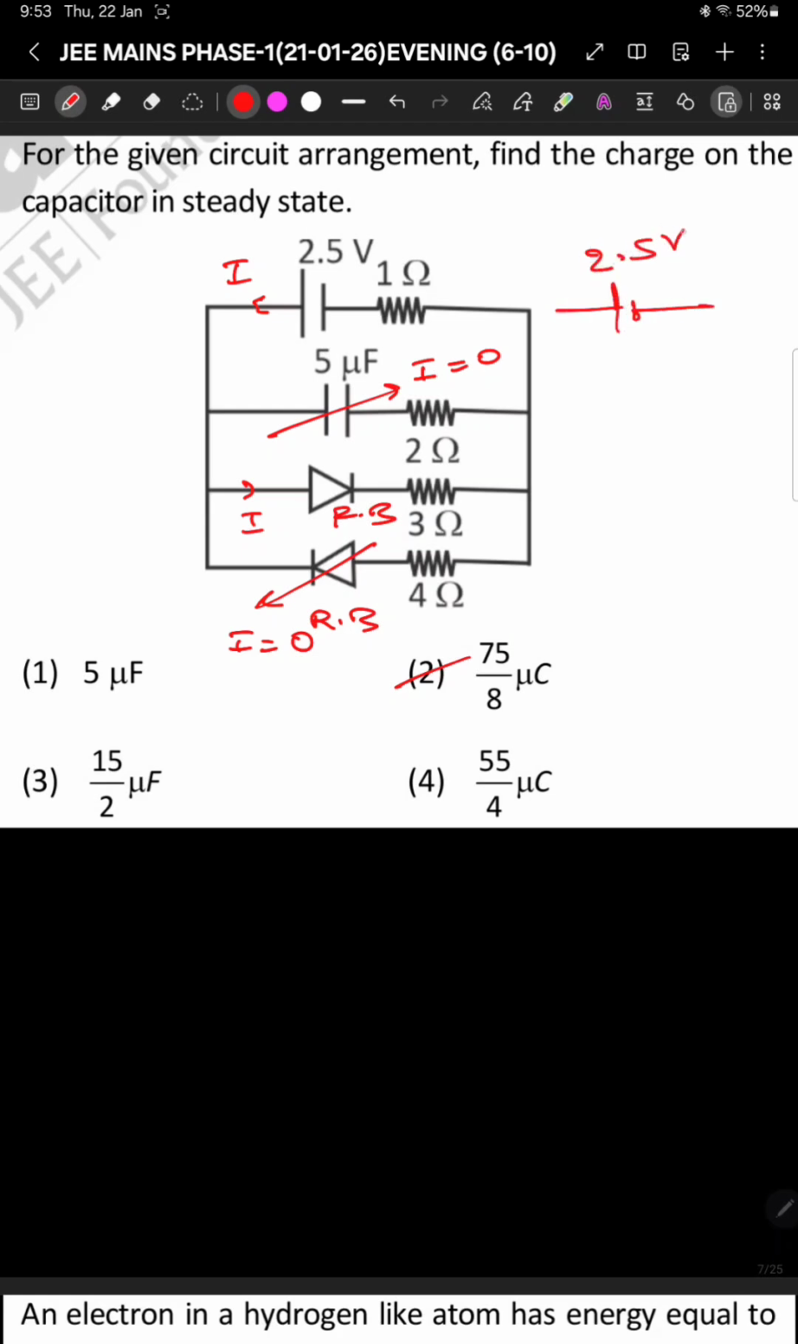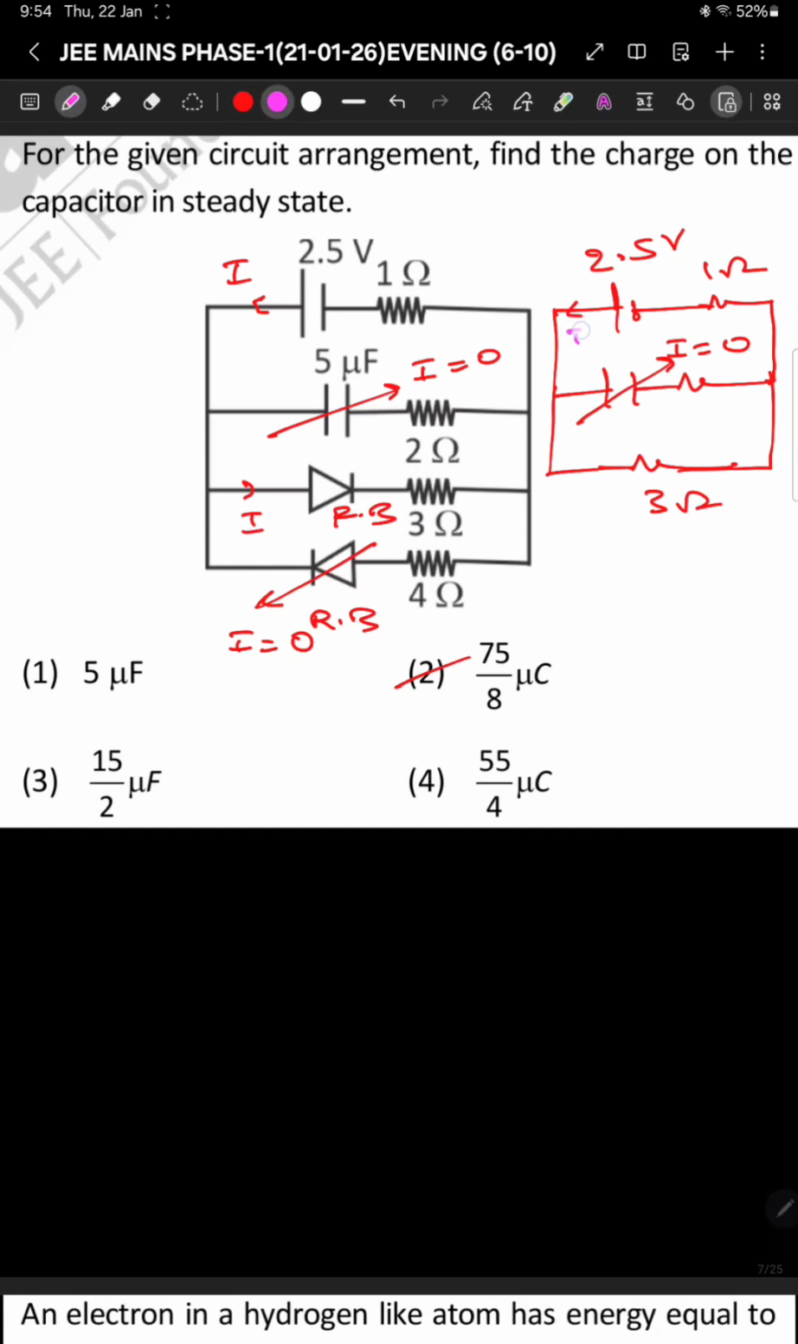So this is a 2.5 volt battery with internal resistance 1 ohm, and here we have a capacitor, but in steady state there will be no current through the capacitor, no need to worry. And here the diode is forward biased, it acts like a wire. Here we only have 3 ohms, so the whole current passes through the 3 ohms like this. Now the current is total voltage 2.5 volt by total resistance 3 plus 1, which is 4. So I becomes 2.5, which can be written as 5 by 2, divided by 4, so it is 5 by 8 amps.